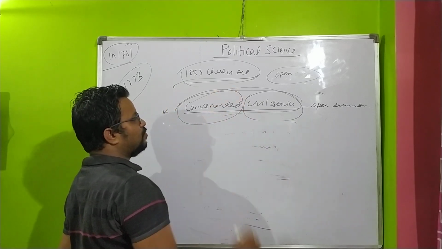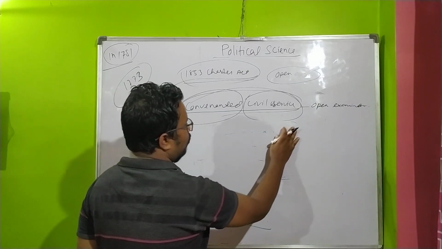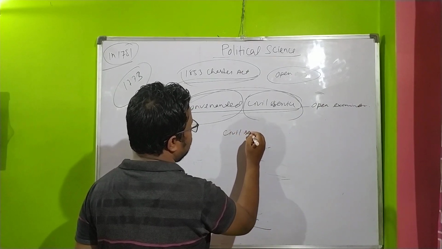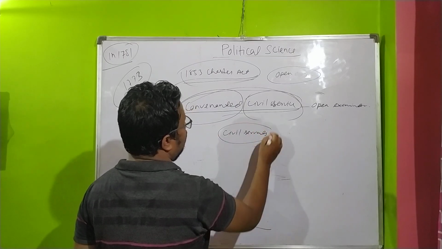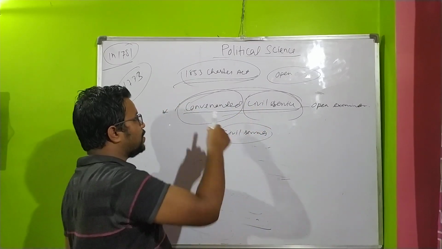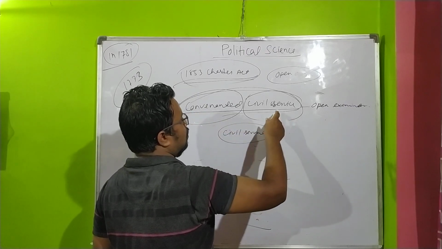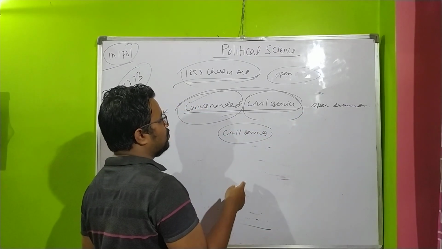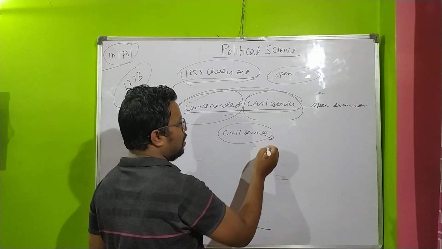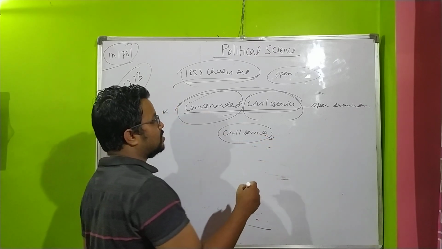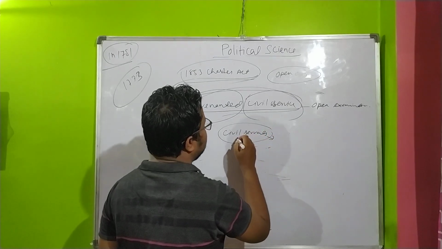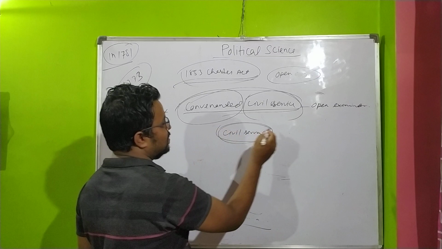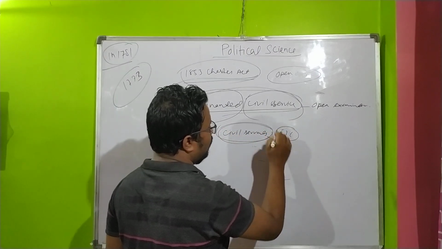Because of which what happened? Earlier the civil servants were loyal to the East India Company, but because of the passing of this, as there will now be open examination, these civil servants cannot be loyal to the East India Company.